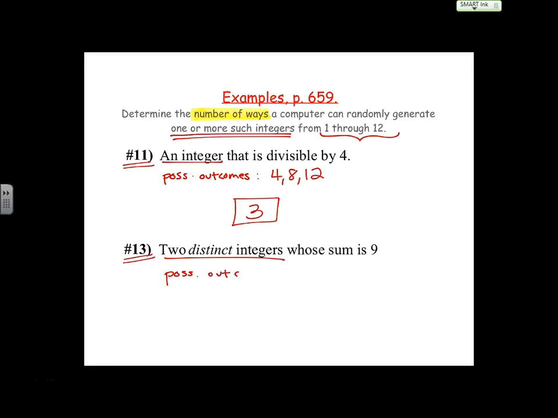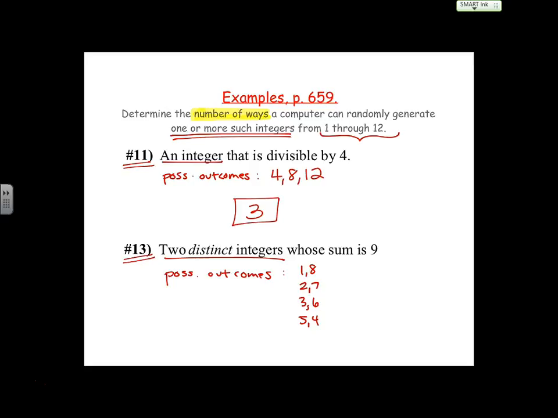How many ways can it come up with 2 different numbers that add up to be 9? 1 and 8, 2 and 7, 3 and 6. Then do you consider the flip side of it? What's it saying? How many ways can it randomly generate 2 distinct integers whose sum is 9? What are they asking when they say, can it be flipped? Because right now we've counted how many different options? 4, right?